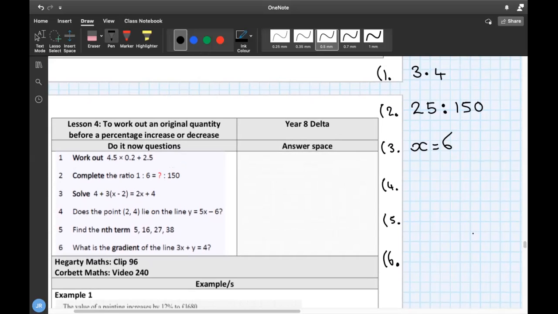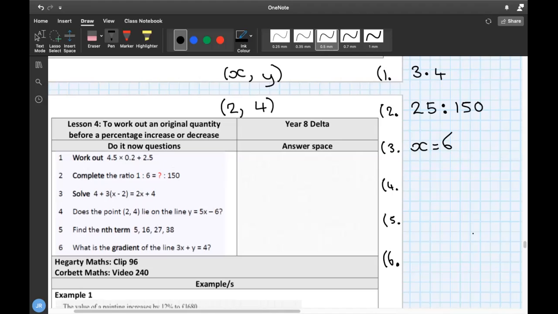Right, next, number 4. We've been asked, does the point (2, 4) lie on the line y equals 5x minus 6? Well, for our coordinates, we always need to think about our coordinates in terms of x and y. They will always be written in this order. Therefore, the coordinates that we have here, you can think about them as having an x value, that's your x coordinate 2, and your y coordinate was 4.